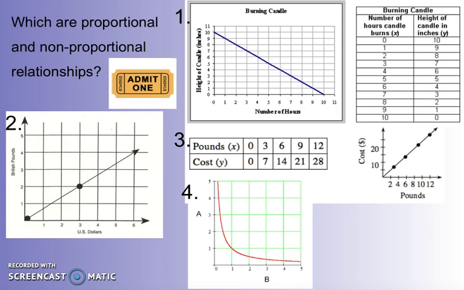What I want you to do is look at these 4 other graphs. I know some of them have data that go along with it, just so that you can see what numbers were plotted. And what I want you to tell me is, are they proportional? Are they not? And can you tell me why? Why do you think they're proportional and why not?